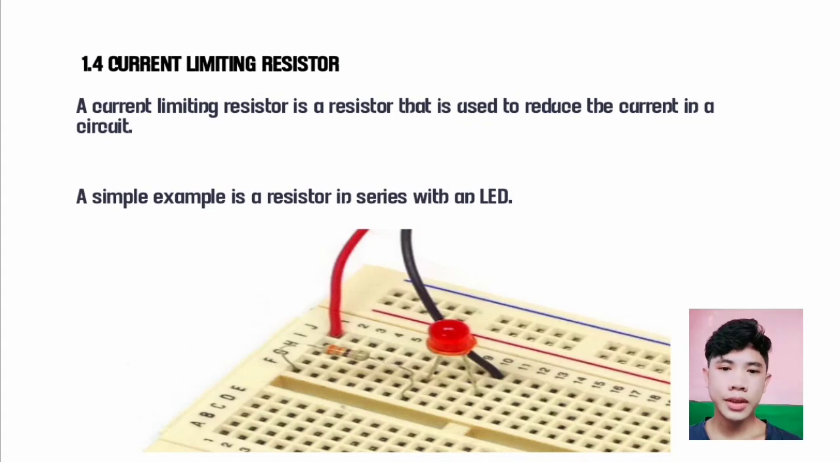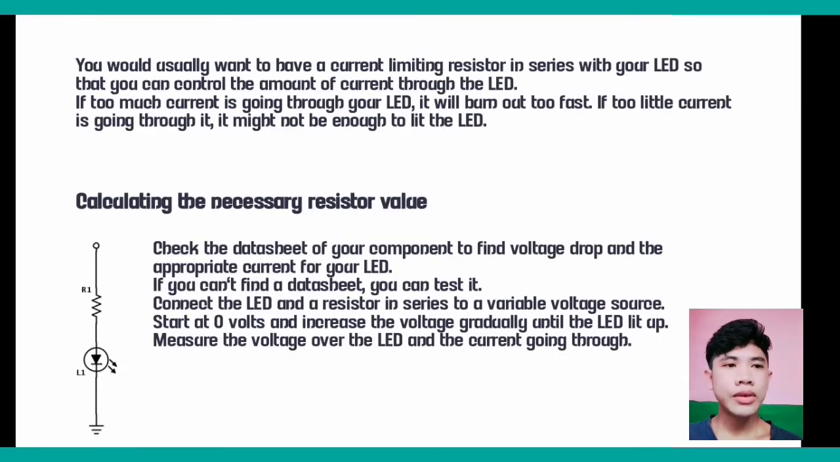Current limiting resistor. A current limiting resistor is a resistor that is used to reduce the current in a circuit. You would usually want to have a current limiting resistor in series with your LED so that you can control the amount of current through the LED. If too much current is going through your LED, it will burn out too fast. If too little current is going through it, it might not be enough to light the LED.